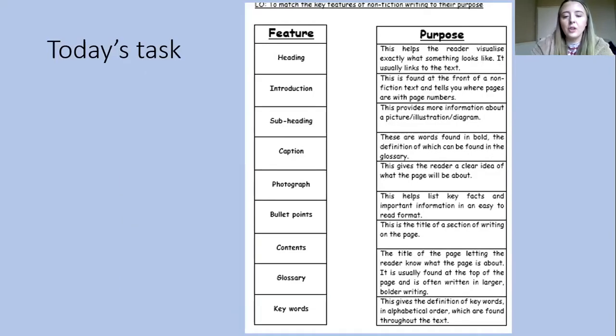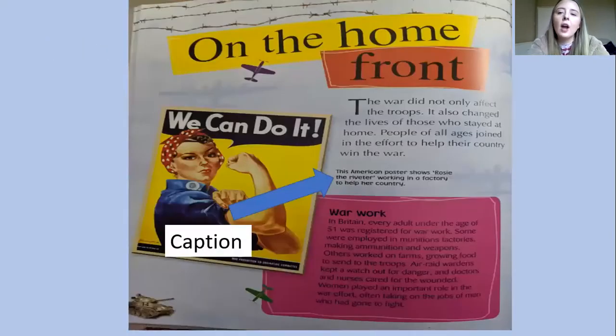Okay then, so hopefully that was a nice overview of the key features of non-fiction text. Now, if we were in school, we could have a look through lots of non-fiction texts and identify them ourselves. Perhaps you have some non-fiction text at home. They don't have to be World War II text. They could be any non-fiction text whatsoever at all, and you can have a look through them and see if you can spot the key features.